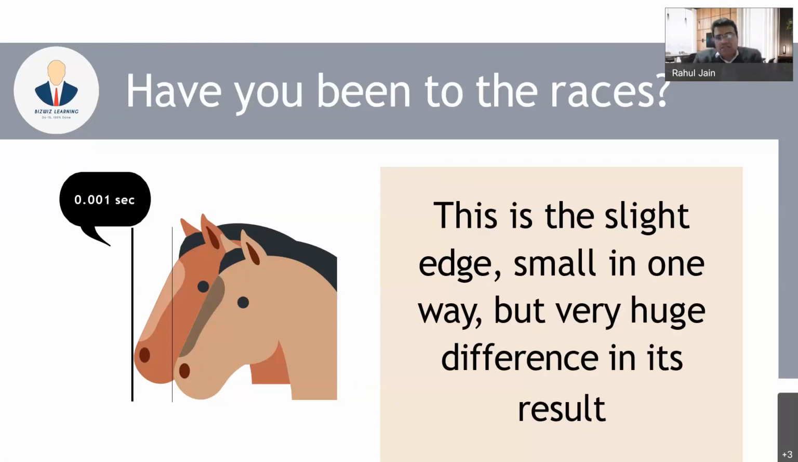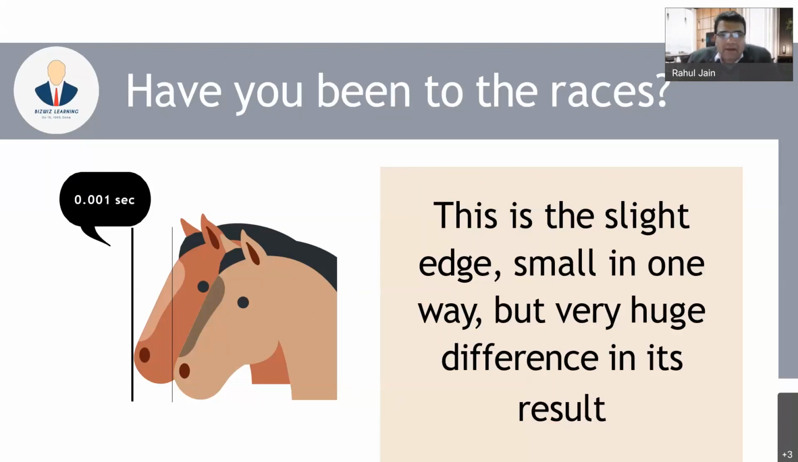With a very small change in effort, we can actually achieve a huge change in the results. This is nothing but do 1% improvement every day. We would be able to achieve huge improvement in our results. Let's take another example. In this same example, the horse which wins the race gets prize money that is at least 10 to 12 times higher. And there is a saying, winners take it all.